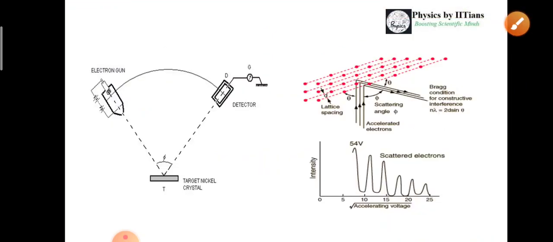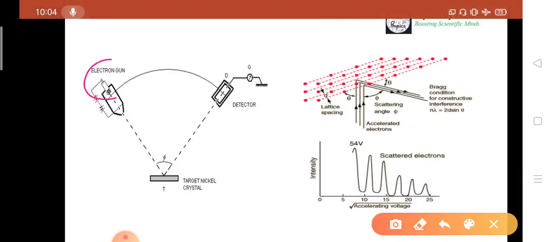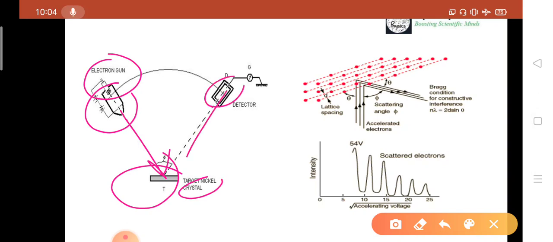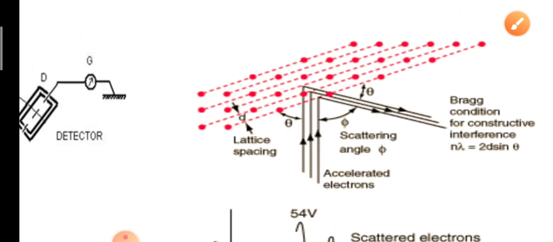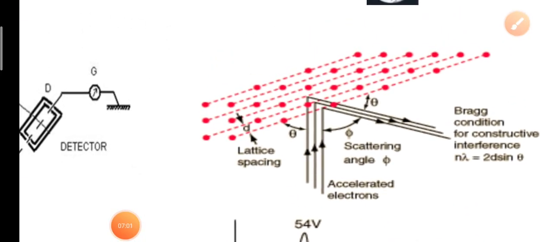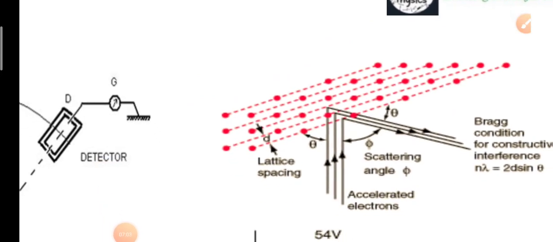What they did: suppose this is the electron gun, where the electrons hit this target material, the nickel crystal, and this is our detector, which can measure the diffracted electron beams while varying this angle phi. Okay, and this is another picture. Suppose this is the crystal, and there is a lattice spacing between the crystal planes.